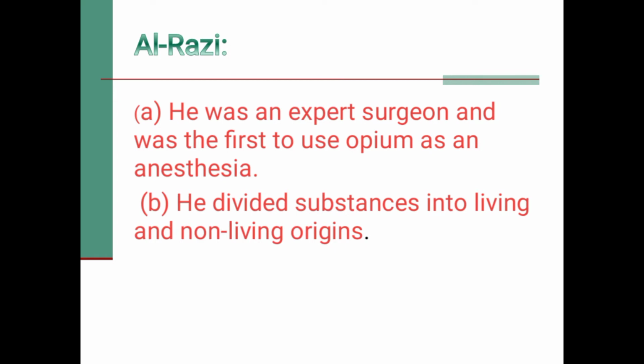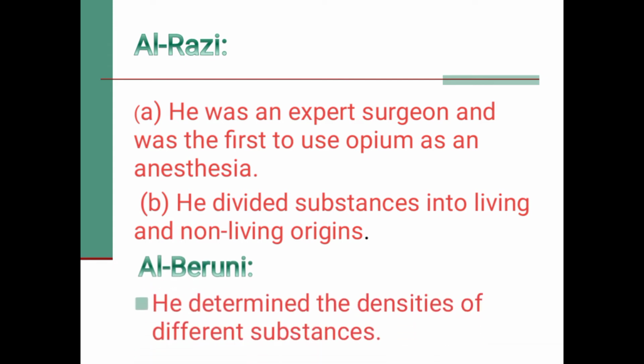Also, he divided substances into living and non-living origins. He divided substances into those that originated from living organisms and those that originated from non-living sources. This division was done by Al-Razi. The next important scientist was Al-Biruni, and his most important contribution was that he determined the densities of different substances.